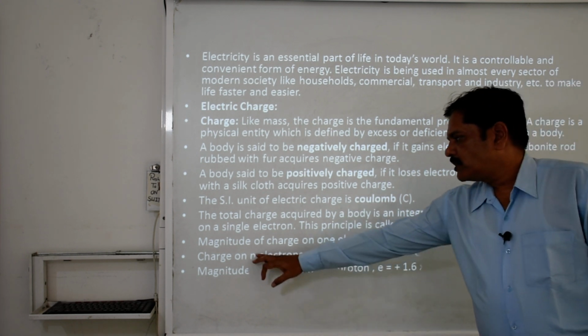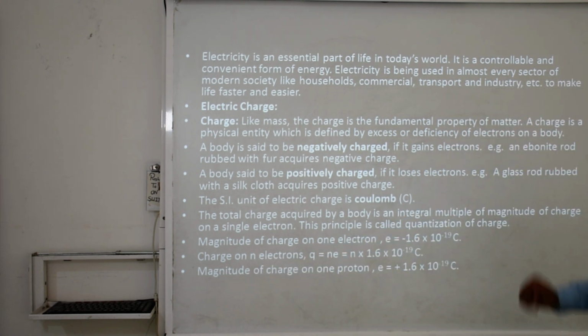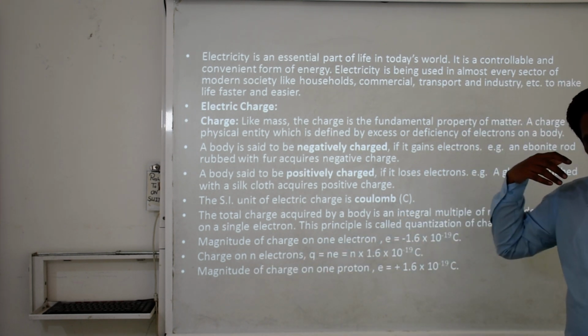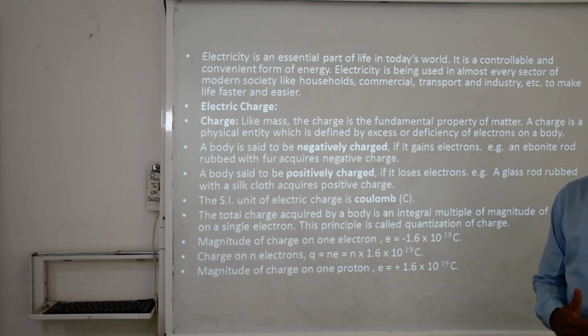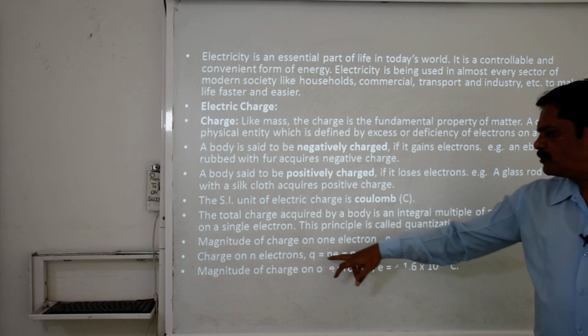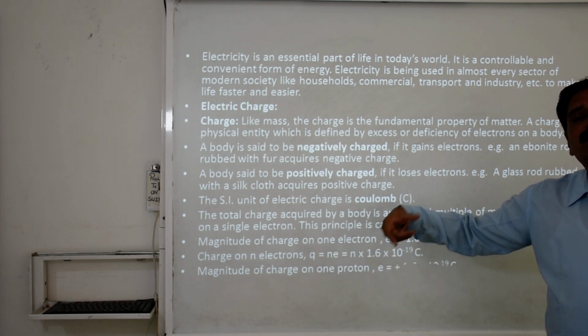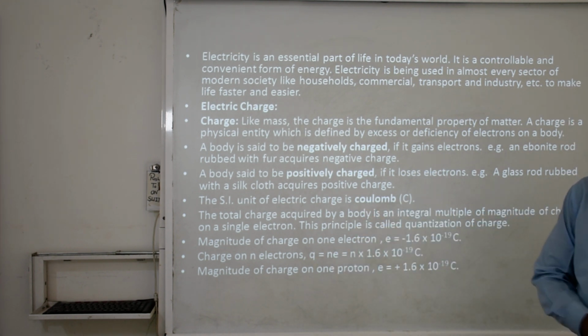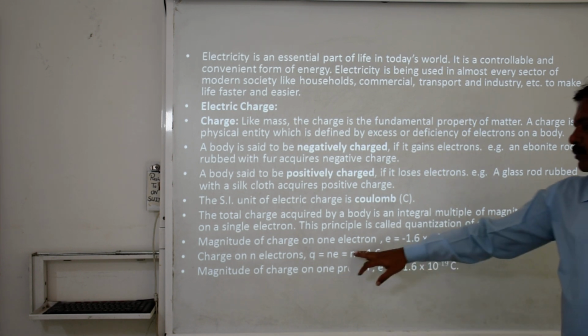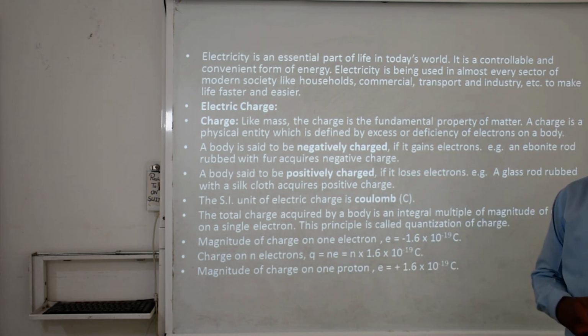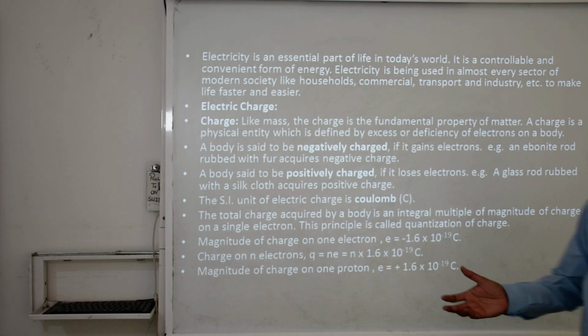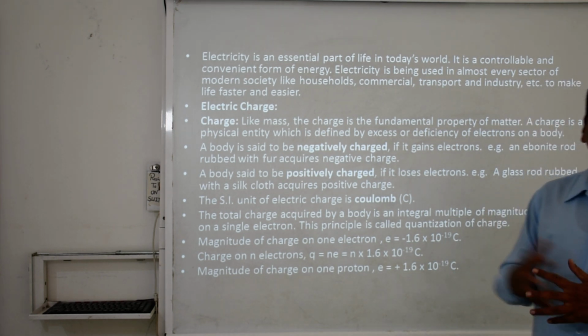Okay, and what is the charge on an electron? If you want to know the total charge from a number of electrons, you just multiply N by e. What is N? N is the number of electrons, and e is the charge on the electron. So the number of electrons is multiplied by 1.6 into 10 to the power minus 19 coulomb. Then you will get the magnitude of the total charge.